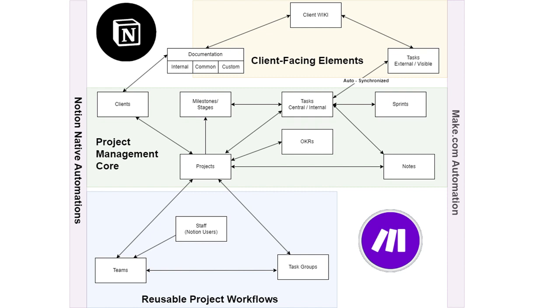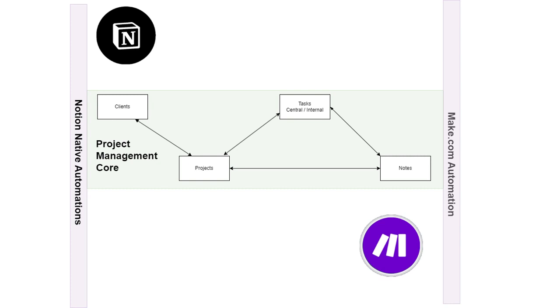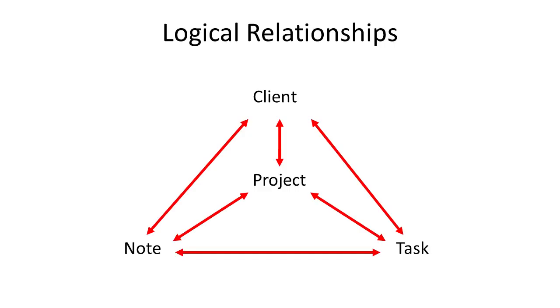So let's dive under the hood and explore the elements that create the PM framework for Notion. The core elements are common to almost every project management framework on the market, Notion or otherwise. You create projects to do work for clients, and those projects consist of notes or meetings and a bunch of tasks. And although this is the structural view of those relationships, logically, each of these elements is intricately tied to the others. Tasks apply to projects, or tasks can emerge from a client meeting.